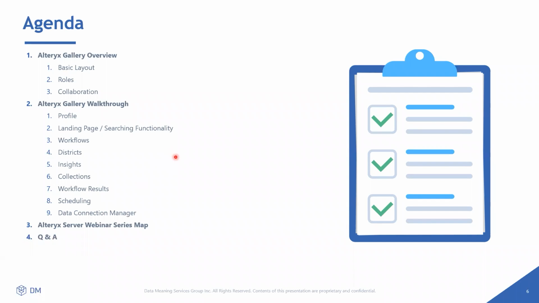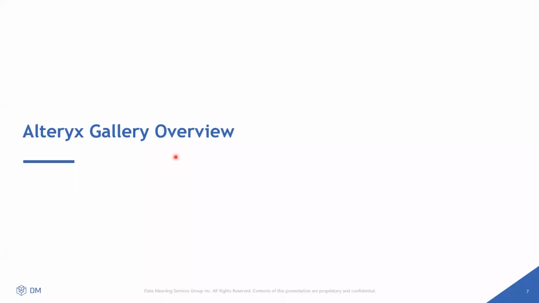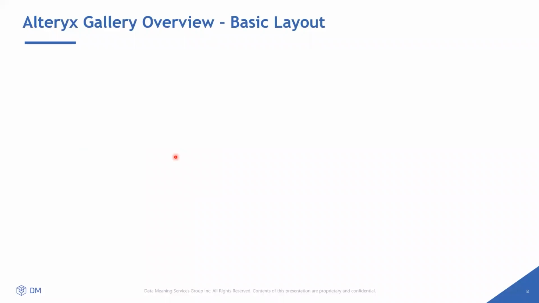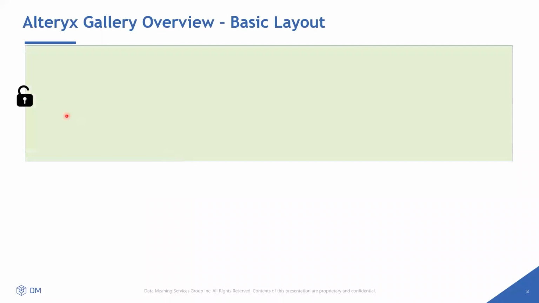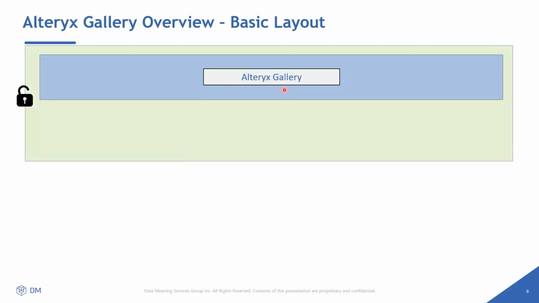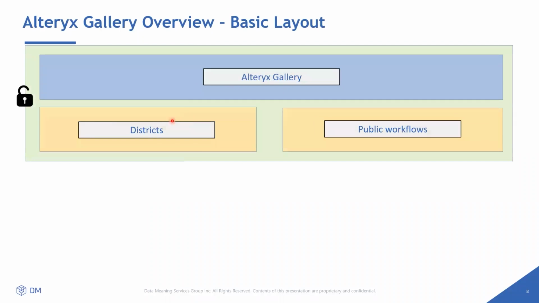Now for the gallery overview. Basic layout of the Alteryx Gallery. It is divided in two parts. A public part where everyone from your company can access, which is basically the Alteryx Gallery itself, districts, and public workflows. For the Alteryx Gallery, basically the user needs to go to the browser, type in the link, and connect to the gallery. For public workflows, whenever we upload a workflow to the gallery, we can set it to public.